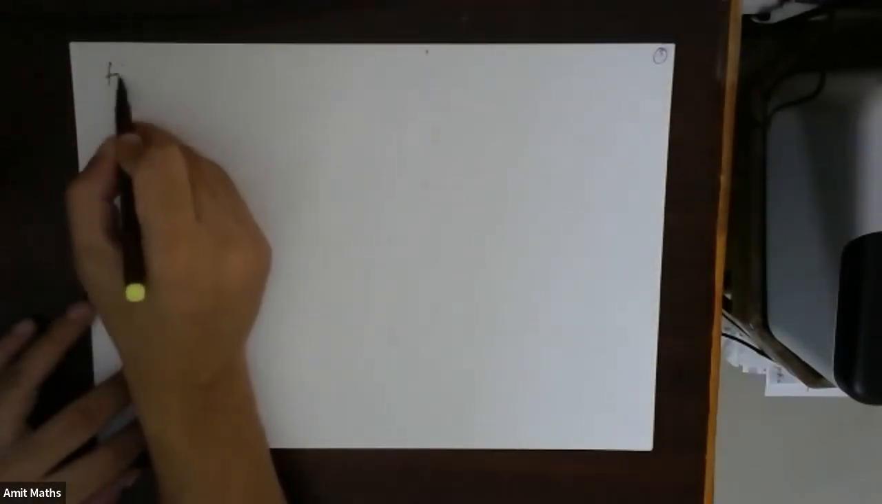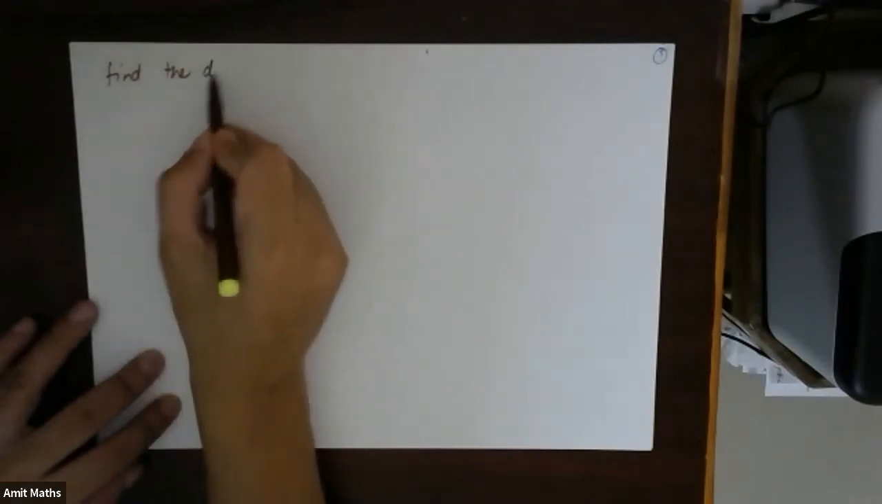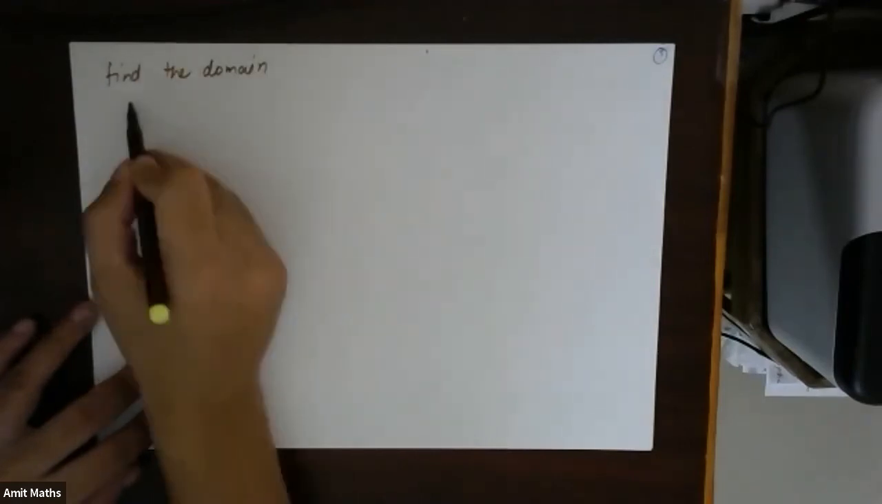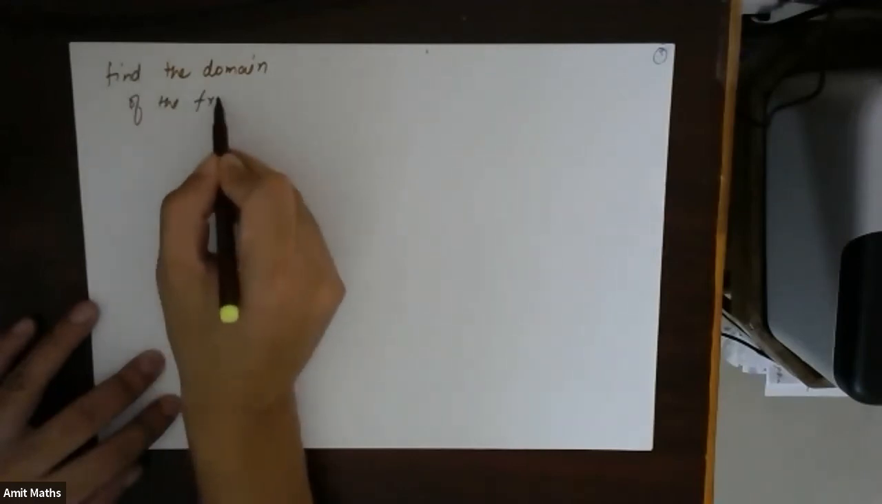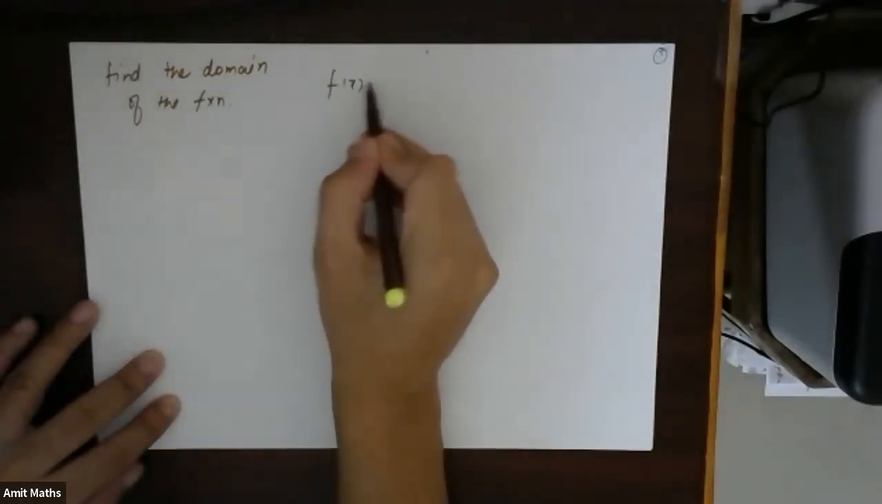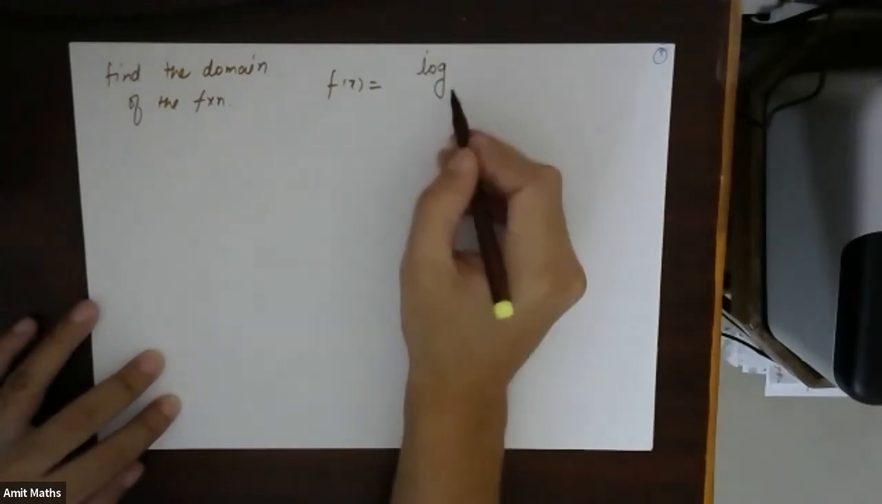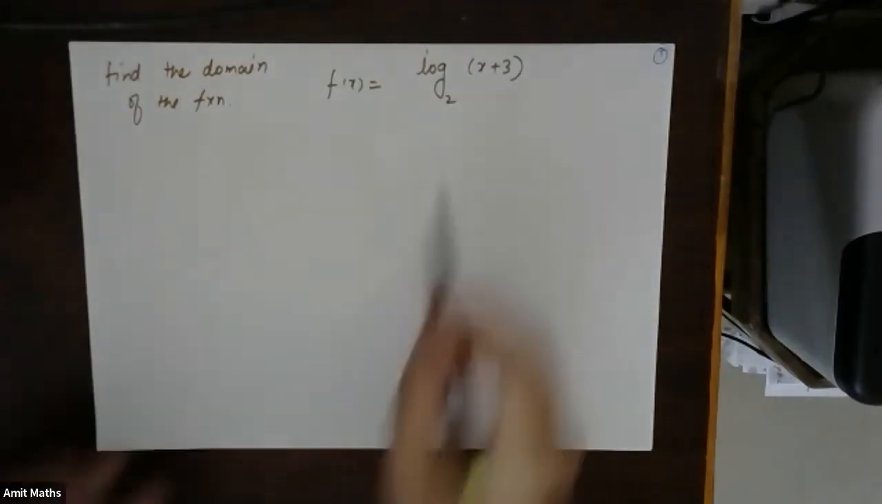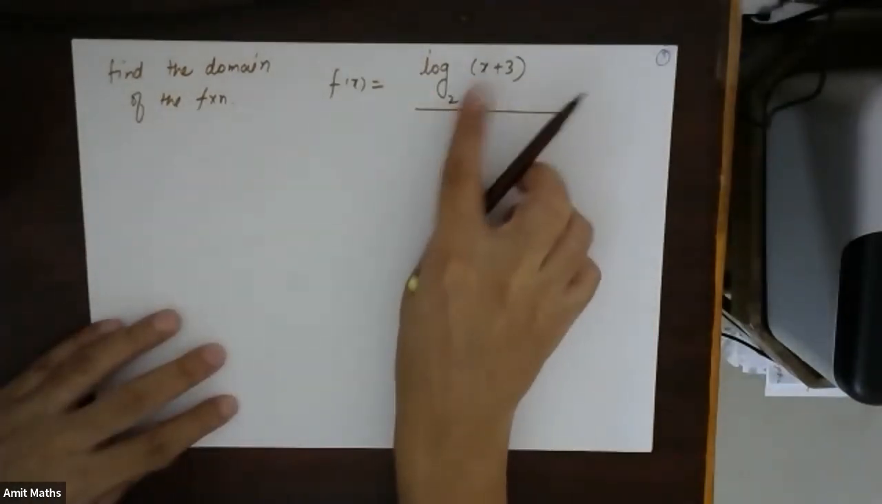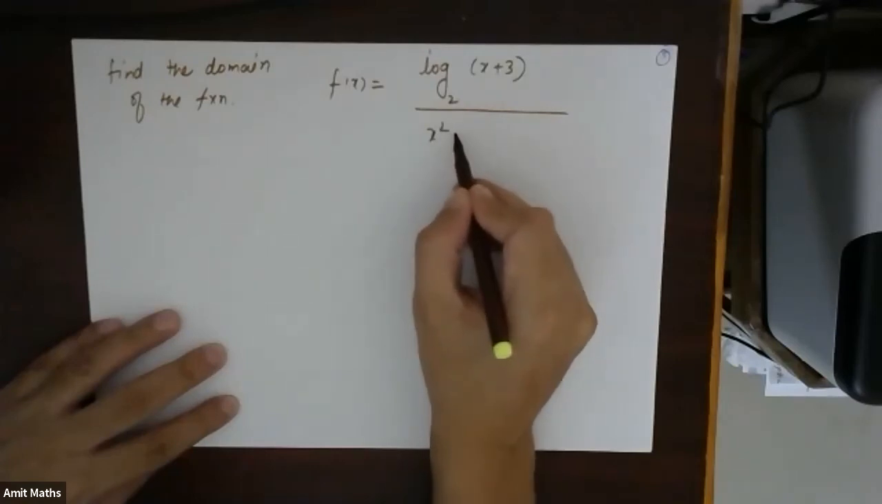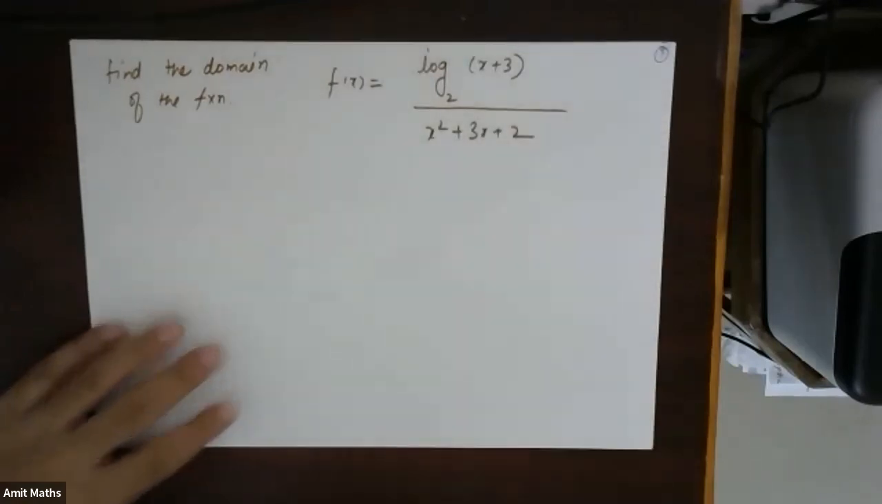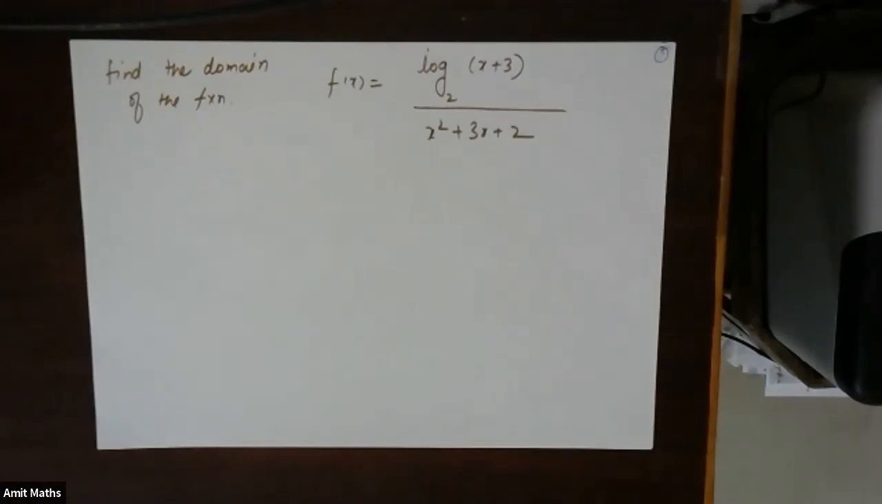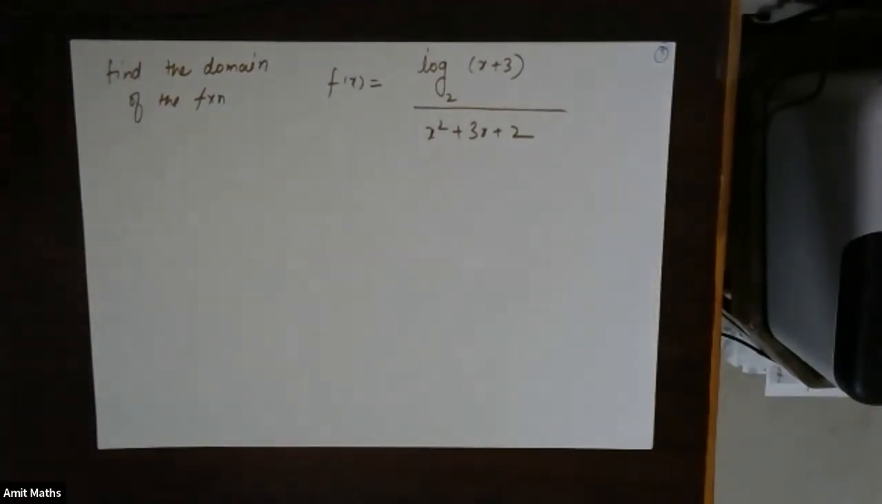Find the domain of the function given as f of x is equal to log base 2 of (x plus 3), divided by (x square plus 3x plus 2). I'll give you 2 minutes. Try to solve this question and tell me the domain of this function.